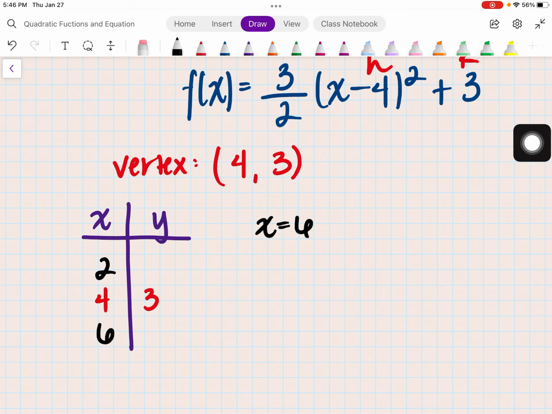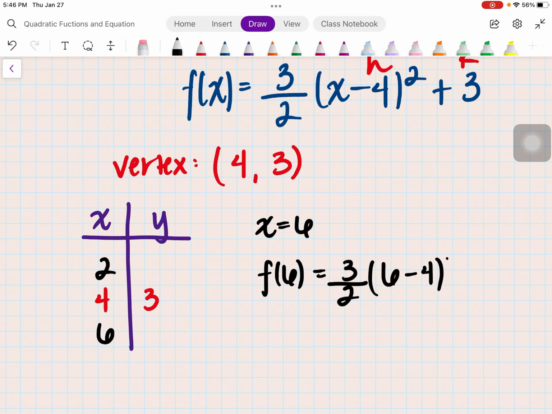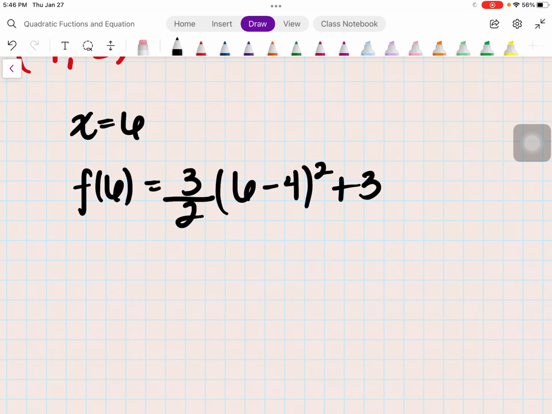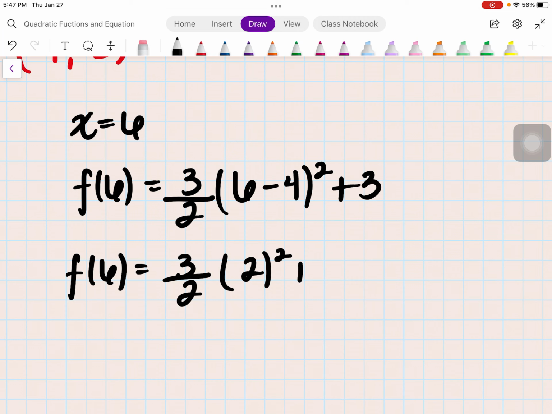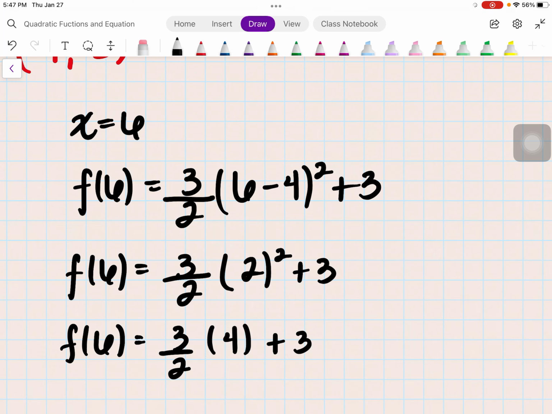So wherever I see an X in my equation, I'll be substituting in a 6. So this is actually going to become f of 6 equals 3 over 2 times, not X, but 6 minus a 4, squared, plus 3. All right. So let's go ahead and solve this, guys. Once again, we're doing order of operations here. So we do parentheses first. And from there, we're going to go ahead and do exponents. So 2 squared is 4, times 4, plus 3.